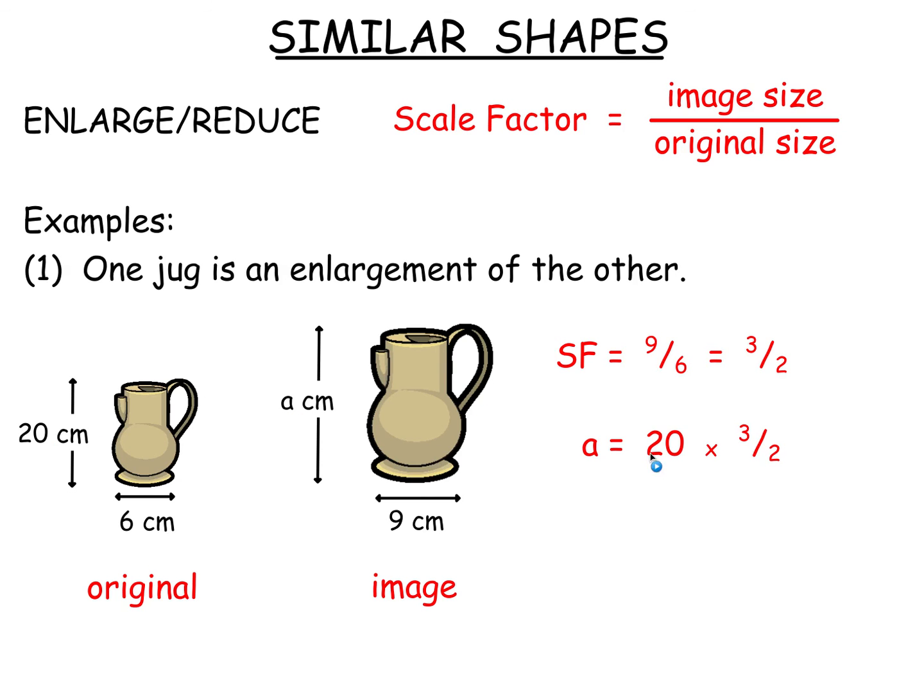So there's 20, gets multiplied by the scale factor, 3 over 2. Divide by 2 and multiply by 3. 20 divided by 2 is 10 times 3 is 30, A is 30. So that's an enlargement because we've got a top heavy fraction. It's a fraction bigger than 1 for the scale factor. Scale factor bigger than 1 gives you an enlargement.